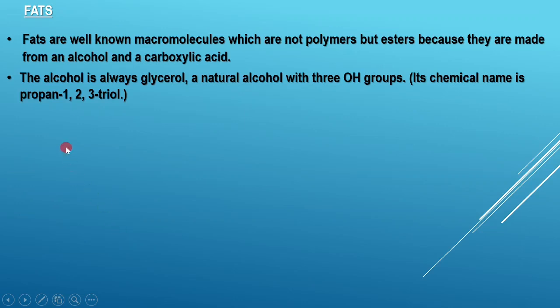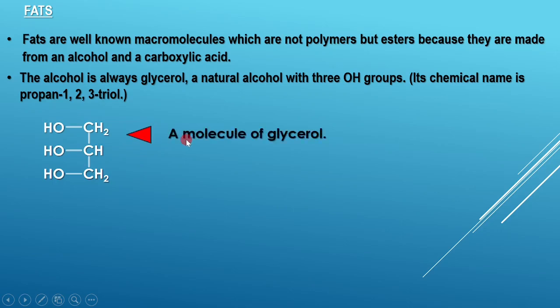Okay, so now we can look at an example in terms of the diagram. This is glycerol, a natural alcohol with three hydroxyls, which are the OH, 1, 2, 3 of them. So this is glycerol. You need to memorize it. This one here is a molecule of glycerol.